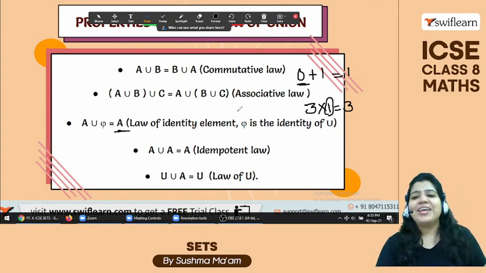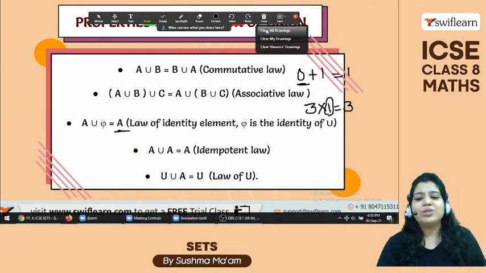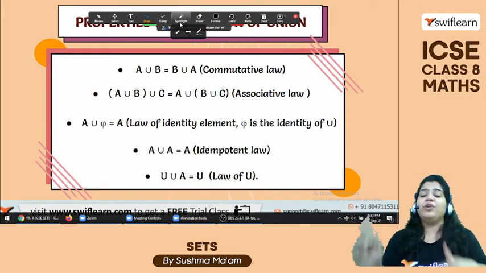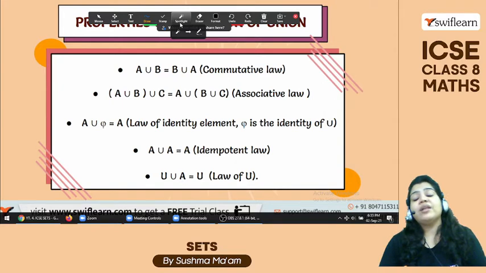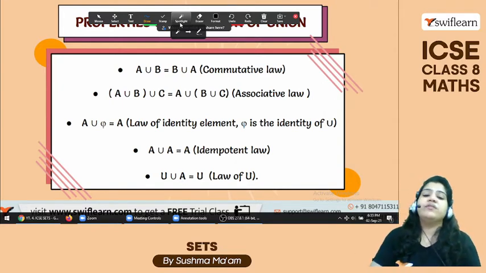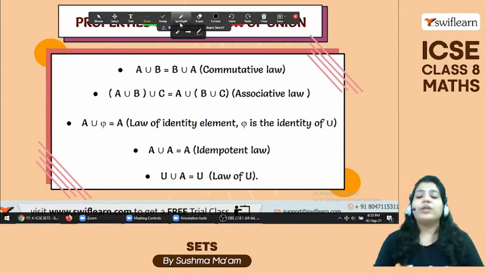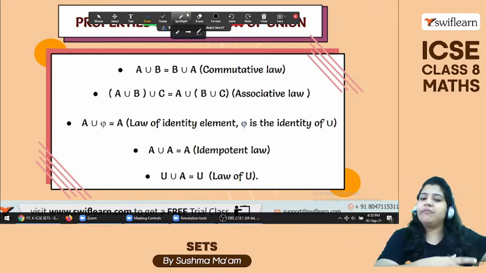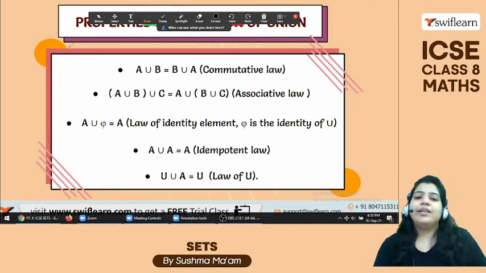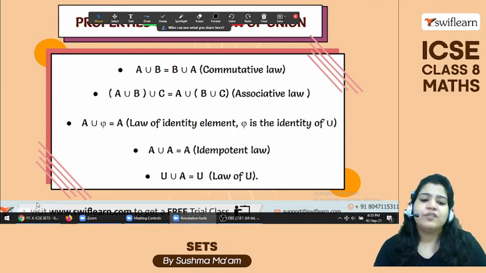Same. Okay, and A union A is equal to A, and then universal union A. Universal means everything is contained in that one. So that is the law of the universal set. Whatever elements we have in A, or all that we have in the universal set, the answer will be the universal set.